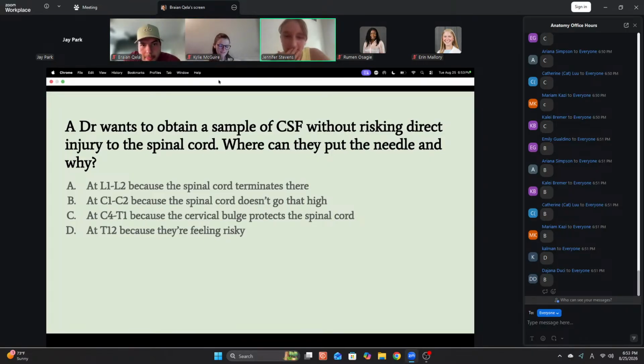Oh, sorry, this might be mine again. A doctor wants to obtain a sample of cerebrospinal fluid without risking direct injury to the spinal cord. Where can they put the needle and why?